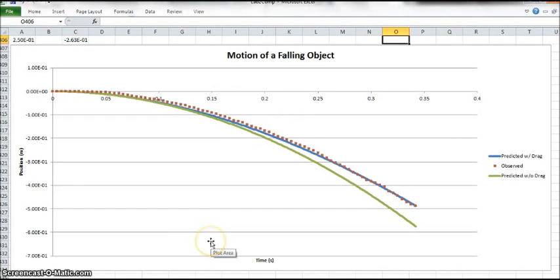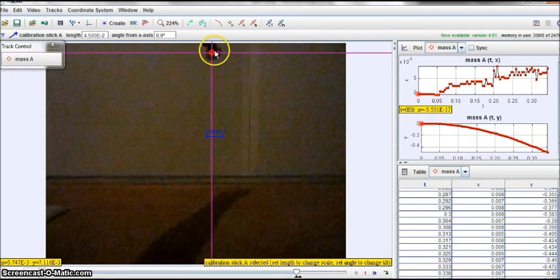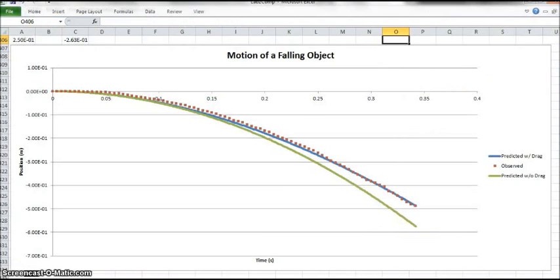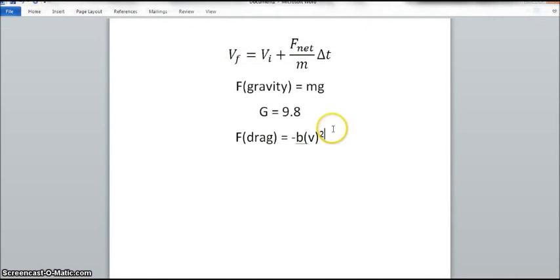This slight, almost negligible difference could be due to me not tracking the object properly, just some human error in the tracking, or it could also be due to me not picking the perfect b value, the perfect drag constant for the motion. But it still predicts it very accurately, and we can conclude that the motion of a falling object can be accurately predicted using Newton's second law, with the forces of gravity and drag being the forces acting on the object to create a net force that isn't equal to 0.